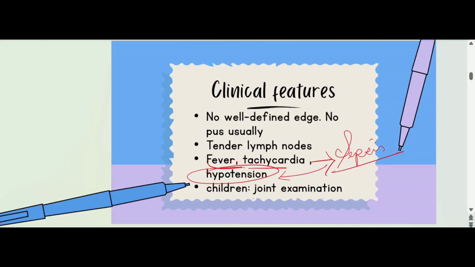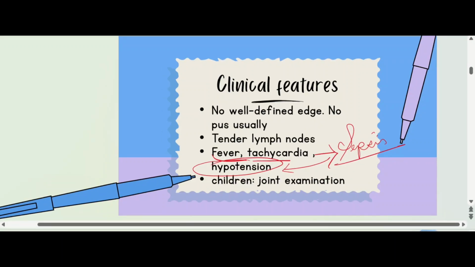In case of children, we have to be very careful so that we do not miss osteomyelitis. So in children, joint examination, especially knee joint examination, is very important. Sometimes the cellulitis may be because of the underlying osteomyelitis. So to rule out osteomyelitis, we have to do a proper joint examination.